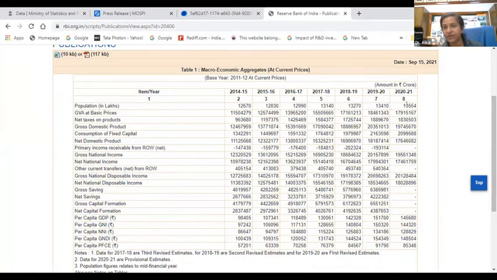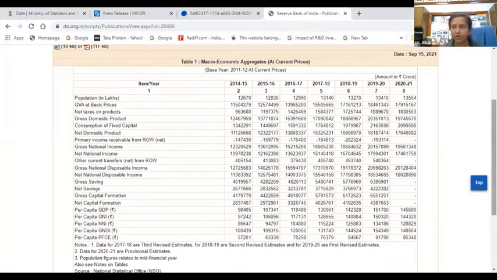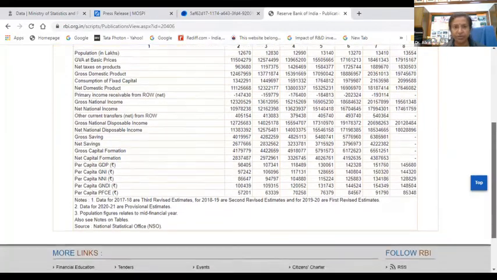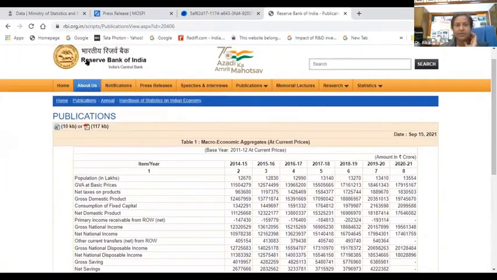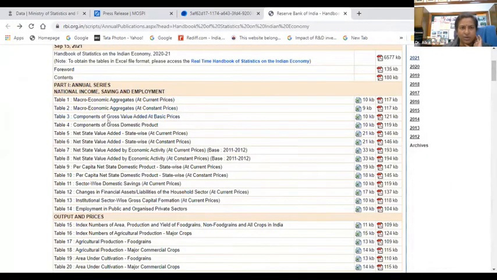This 2021 is here, these final estimates. But 21-22 for the second quarter or the first quarter, that data, if you want to collect, you need to go to MOSPI. So here, just see that all macroeconomic variables are at one go. And whether at current price or constant price, all kinds of things are there.